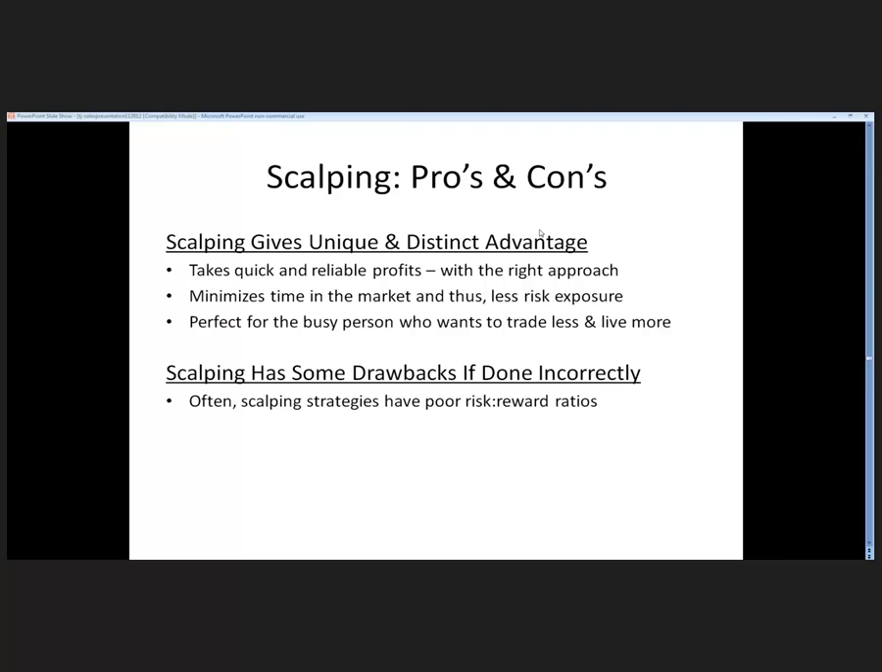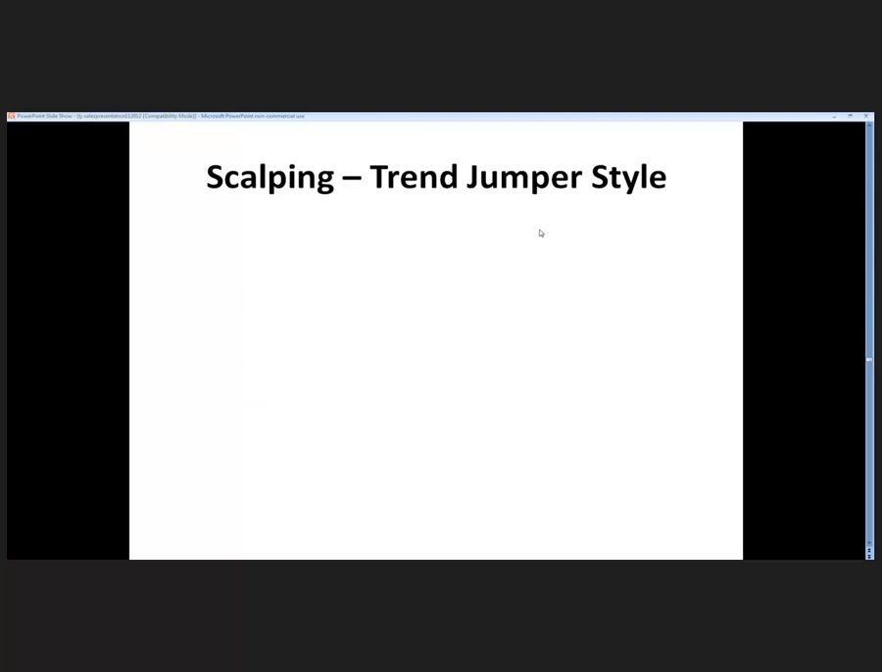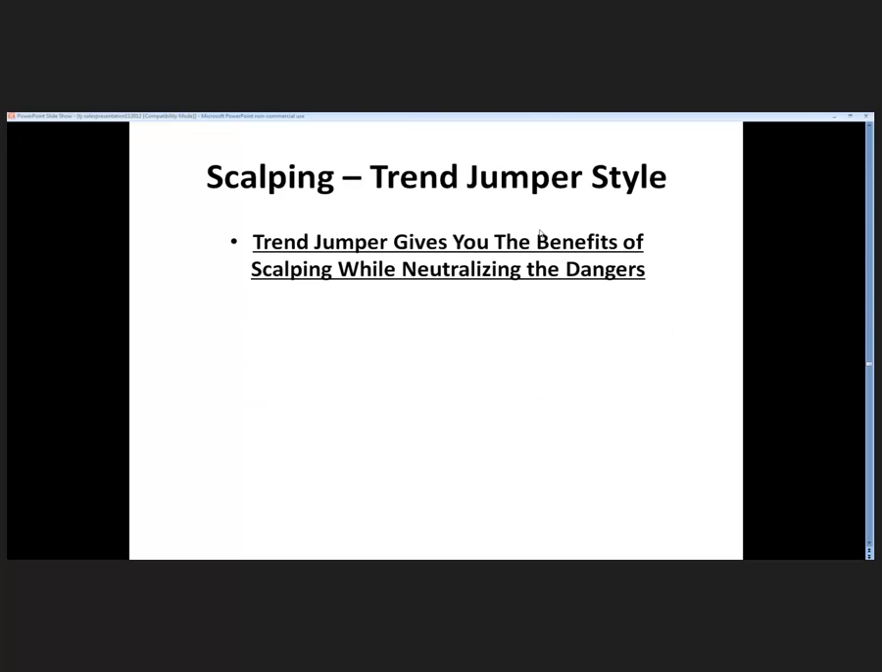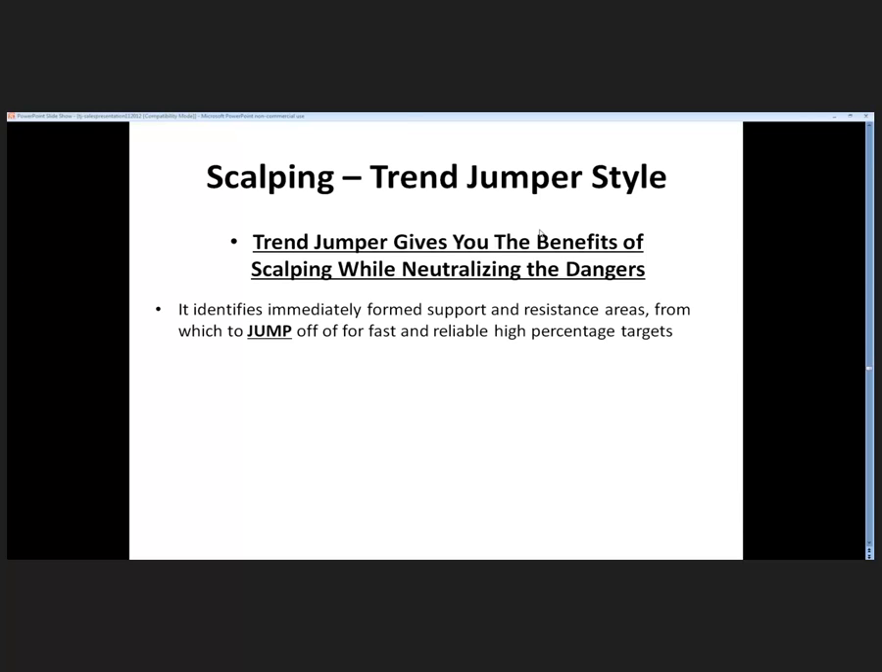Many times people scalp with very bad risk to reward ratios. They risk 5 times as much as the tiny little scalp that they get. A string of winners then gets easily wiped out with just a few losses. I mean, what's the fun of that? So the great thing about scalping the Trend Jumper style is that's not going to happen. So we give you all the benefits you just saw, but neutralize the dangers.